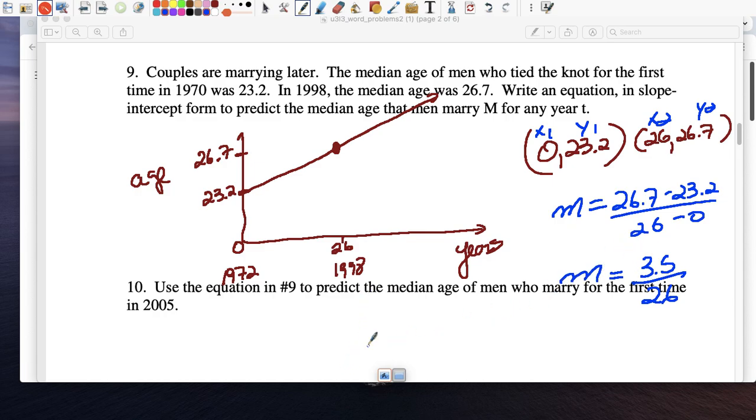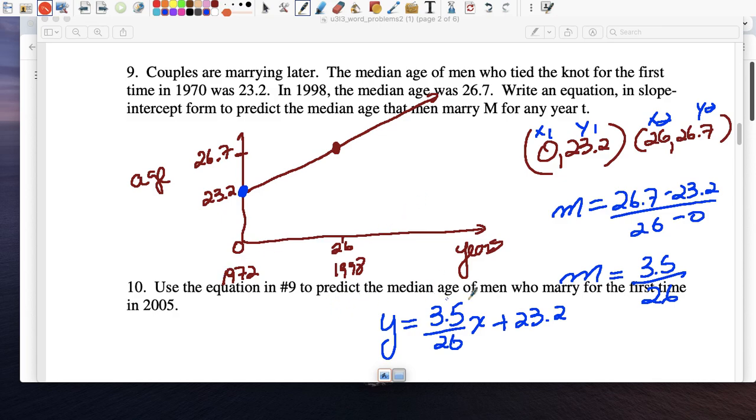So let's write the equation. Y equals 3.5 over 26x, because that's my slope. Is there a y-intercept? It's right here, ladies and gentlemen. Plus 23.2. Okay.